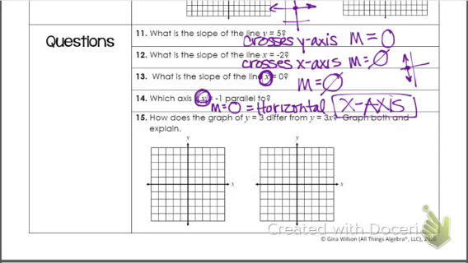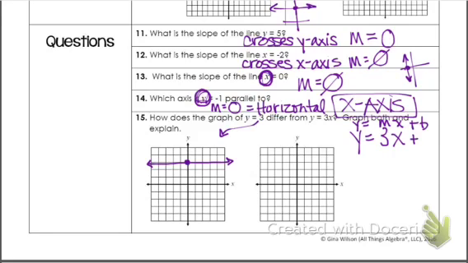Okay, you guys okay with that? All right, let's look down at number 15. How does the graph of y equals 3 differ from y equals 3x? Graph both and explain. So let's graph this one first, y equals 3. It's crossing the y-axis at +3. That means that it is horizontal. Now y equals 3x. If it has an x, that means it has a slope, right? Because it's y equals mx plus b.